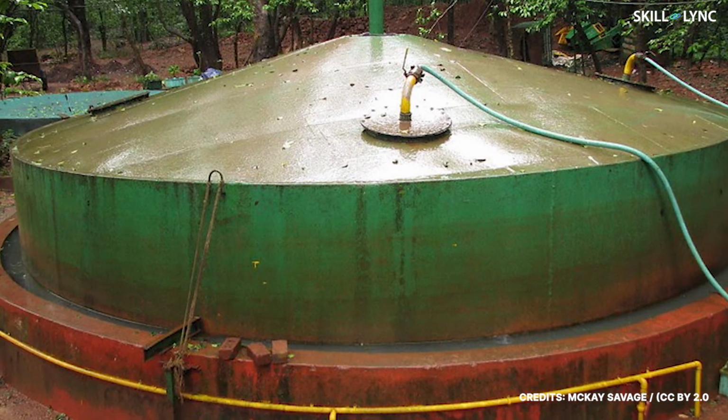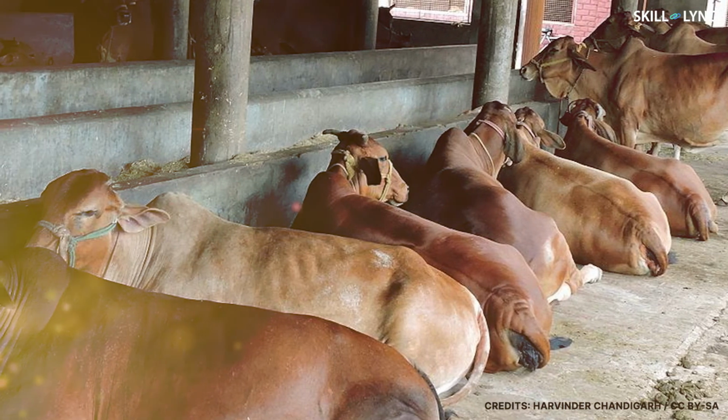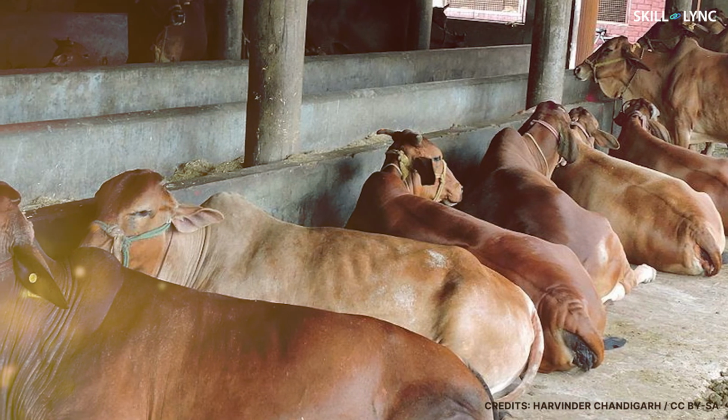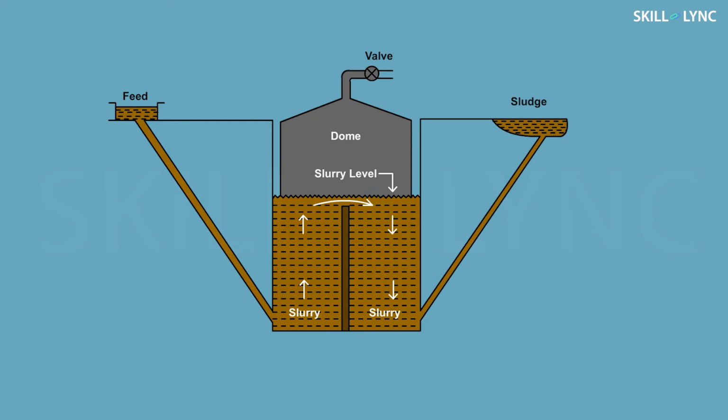Now let's move on to the biogas plant. For a country like India, where a lot of cattle population is available, biogas plants can prove to be beneficial. Biogas is a mixture of gases, mainly methane and carbon dioxide, produced by the breakdown of organic matter. A biogas plant is very simple in construction.